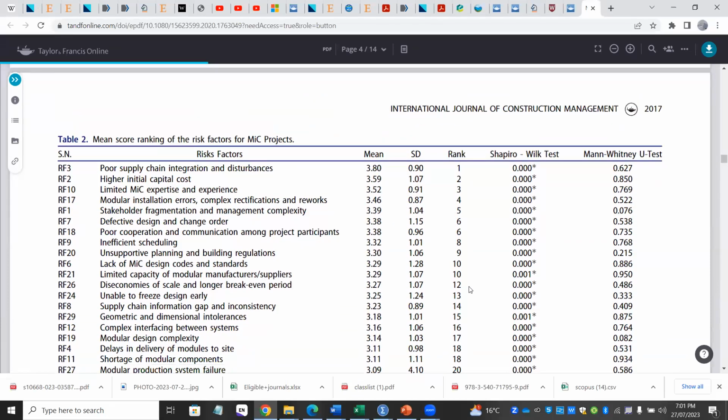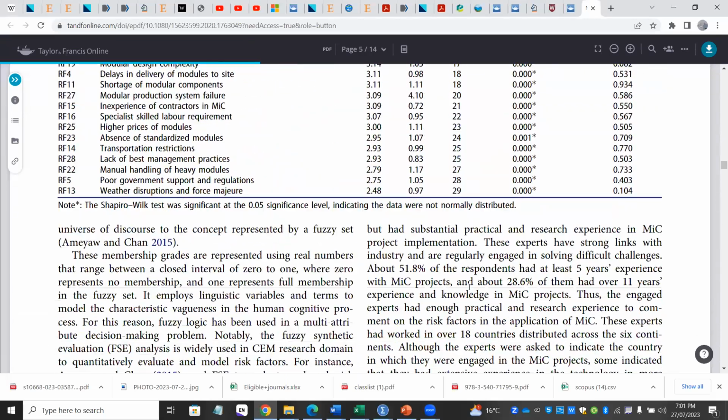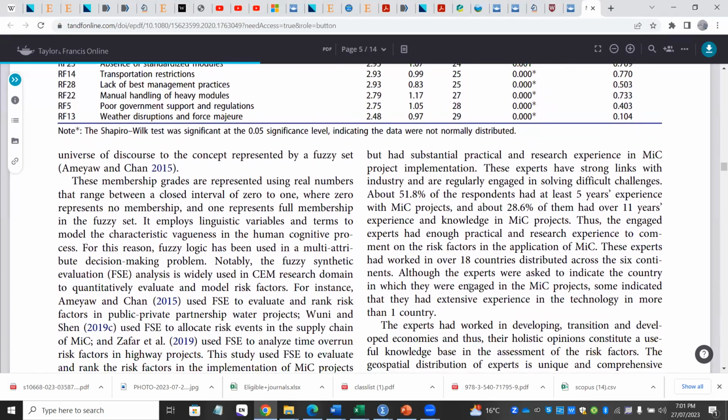Okay, so this is the initial analysis, looking at the mean, the standard deviation, ranking them, the normality test, which is the Shapiro-Wilk test, and then also the comparative analysis with a Mann-Whitney test, looking at the data samples from academia and from the industry. So this was also done.